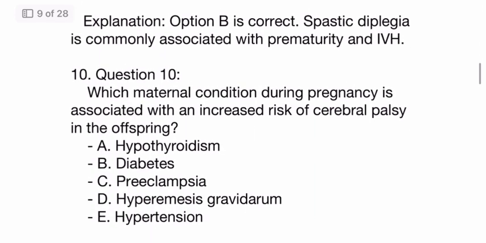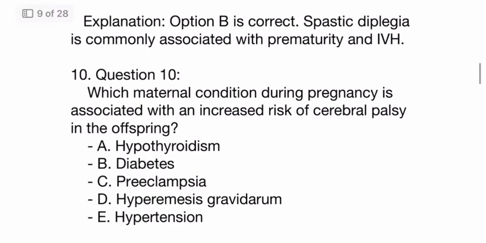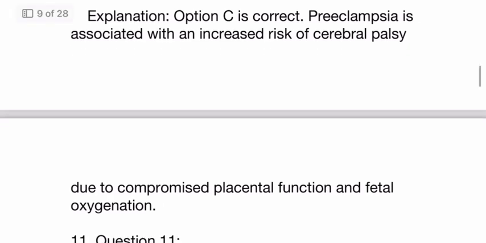Question 10. Which maternal condition during pregnancy is associated with an increased risk of cerebral palsy in the offspring? A, hypothyroidism. B, diabetes. C, preeclampsia. D, hyperemesis gravidarum. E, hypertension. The one that is going to pose the highest risk of cerebral palsy is preeclampsia. Preeclampsia is associated with an increased risk of CP, as a result of compromised placental function and fetal oxygenation.